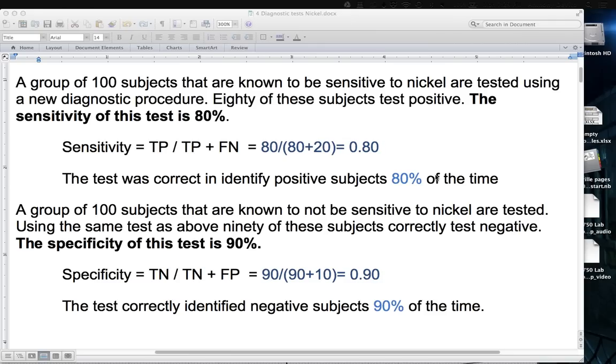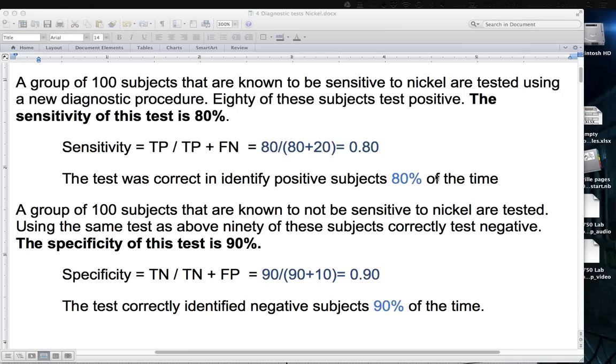They find that it correctly identifies 80% of the people that have a nickel allergy. In other words, out of that 100 test subjects, it got it right 80% of the time. So what happened with the other 20? The test came out negative, right? Those 100 people, they know have a nickel allergy. So when they only got 80 right, they know the test is only effective 80% of the time at identifying people that have a nickel allergy.